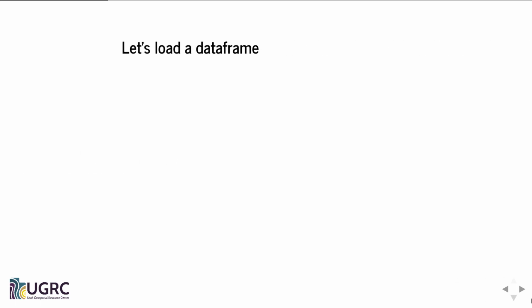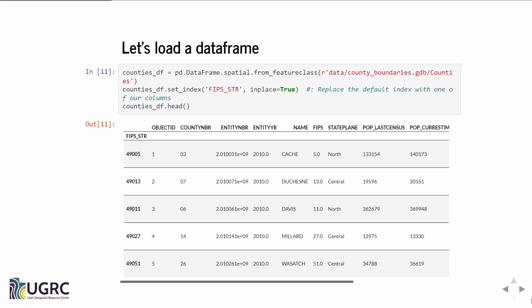So let's look at an example. We're going to load a data frame here. We're going to take our SGID county boundaries. I downloaded them to a geodatabase. We're going to load that in. We're using the ArcGIS API for Python's spatially enabled data frames to give us access to be able to read feature classes here. And we're just going to kind of print it out.